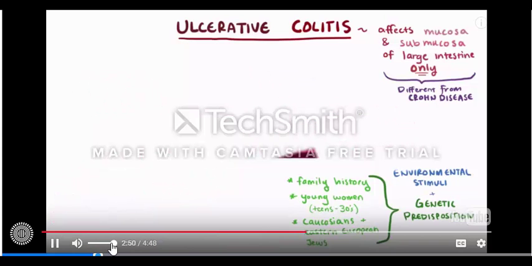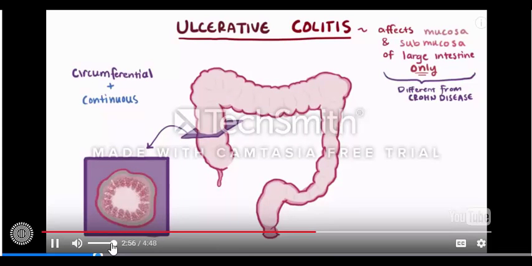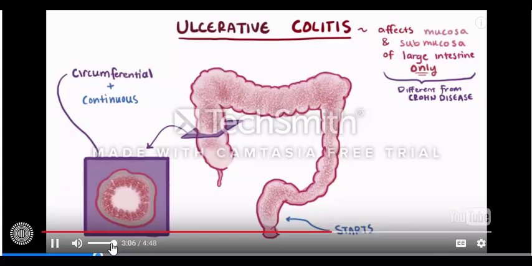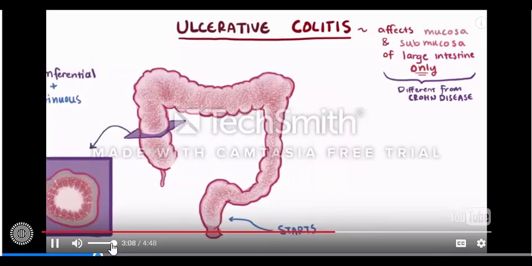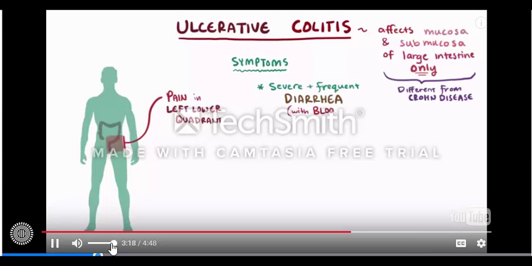With ulcerative colitis, the pattern for ulceration seems to be circumferential and continuous, meaning that the inflammation goes around the whole lumen and starts in the rectum and continues along the large intestine without any apparent breaks of normal or unaffected tissue, like it's working its way from one end to the other. As more damage is done to the tissue, patients experience pain in the left lower quadrant, which corresponds to the rectum, and more severe and frequent bouts of diarrhea, sometimes with blood in the stool as well.